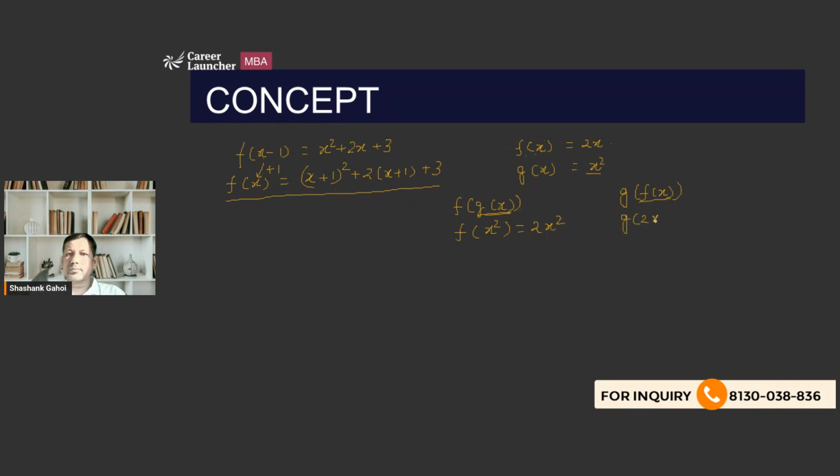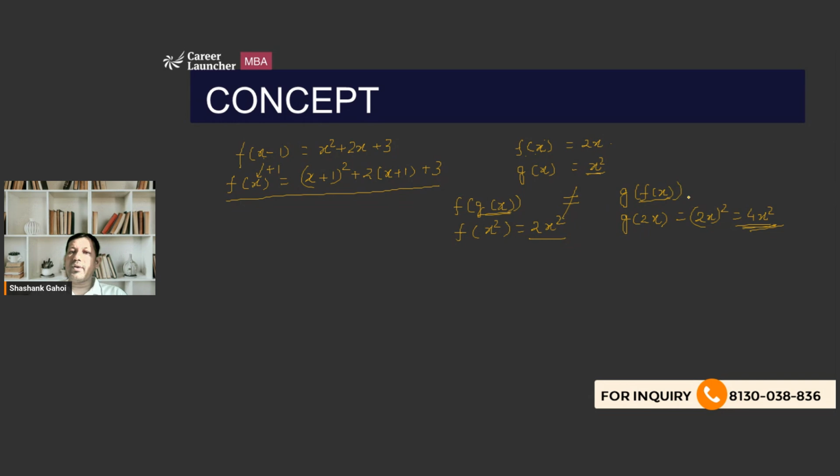Now g of f of x is what? f of x is 2x, and g of x is equal to x square. It means I am going to get 2x whole square, or I would say 4 times x square. So these are the values that we are going to get: 2x square and 4x square, and both values are not equal. So it's not necessary that f of g of x will be equal to g of f of x.